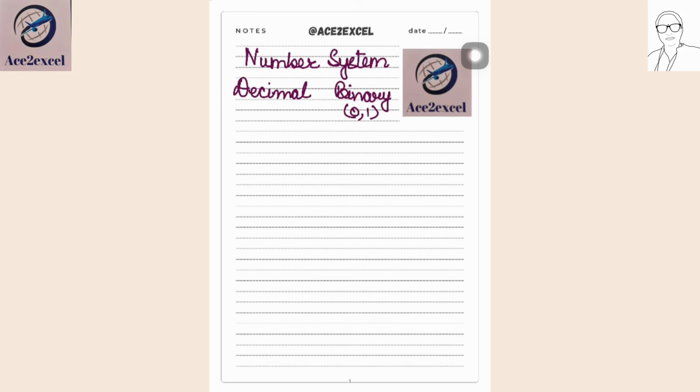digits, zeros and ones. In the family of binary, we further have two more number systems, the octal number system and the hexadecimal number system. When I say octal and hexadecimal, they are also using 0 and 1 for representing their numbers. First we will start with the decimal number system.